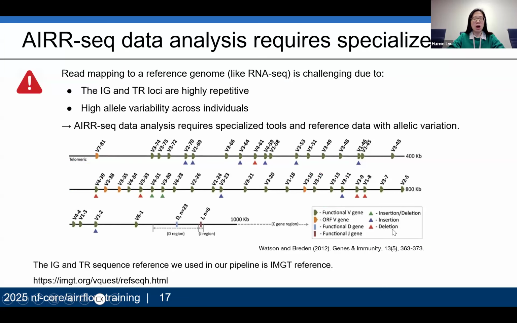If you are familiar with RNA-seq, you know the first step is we map the reads to the reference genome. But for AIR-seq, it's challenging because, as we said, the germline gene is not a single V gene, a single D gene, and a single J gene. It has very highly repetitive V genes, D genes, and J genes. And also, there is high allele variability across individuals. So we need specific tools to do the AIR-seq analysis.